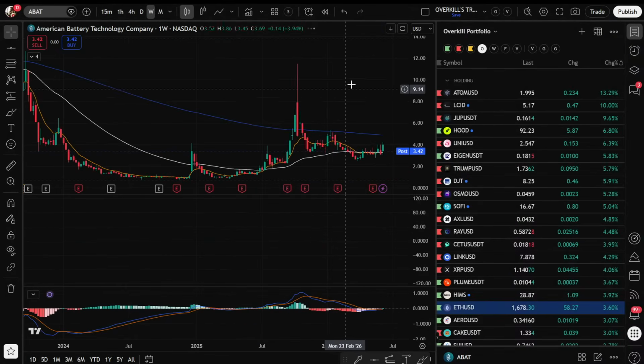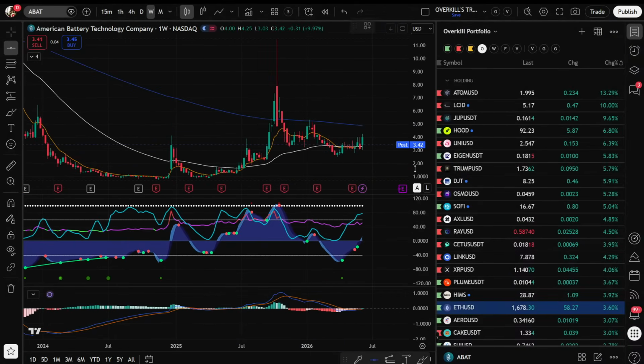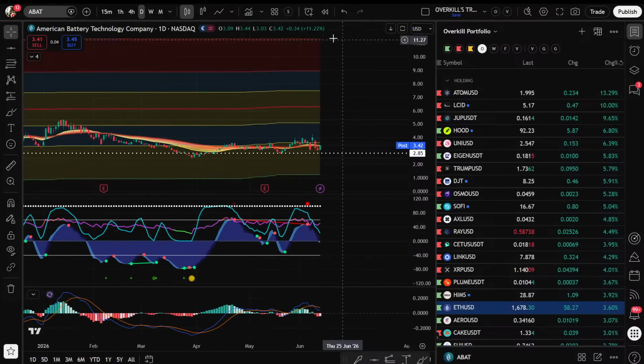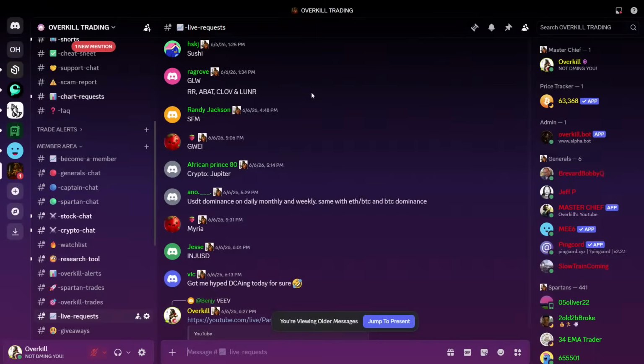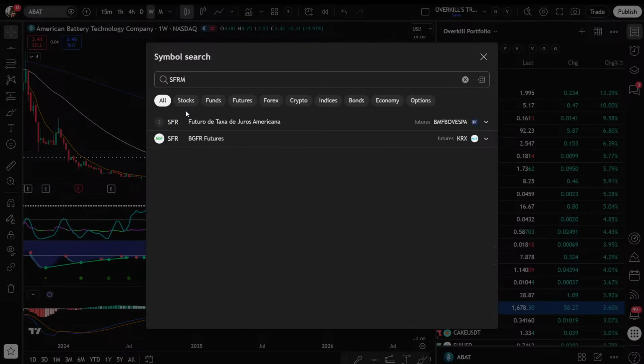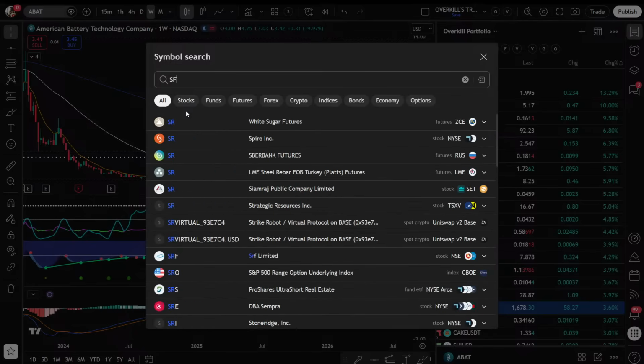ABAT, American Battery Technology. Wow, this one's taken off here. That looks good. This looks like it's breaking out. Targets up here between 9 and 10. Like that one. I'm going to limit you guys to 2 per person. Okay, we got to get through everybody's request here.